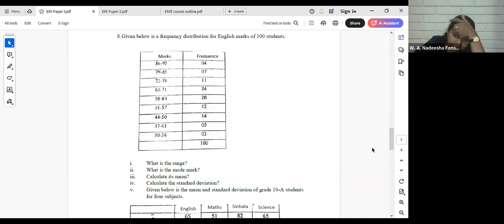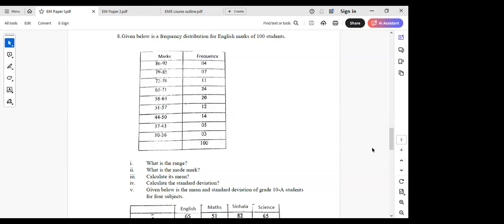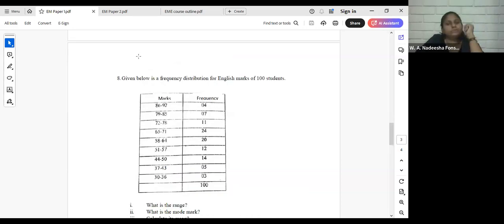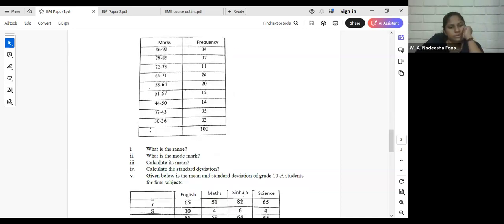Did others understand? Here within these intervals, the least number is 30 and the highest number is 92. So the range is 92 minus 30, that is 62. 62 plus 1, 63. That is the range.